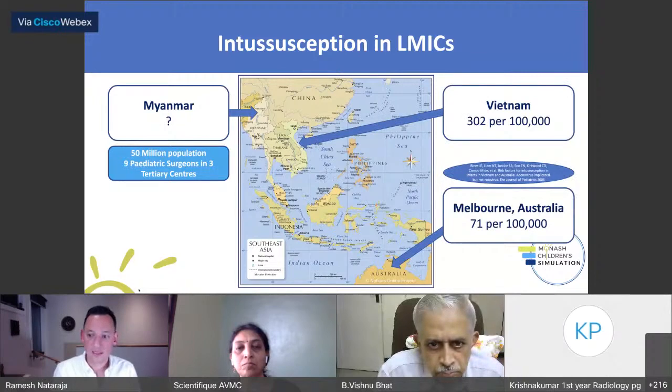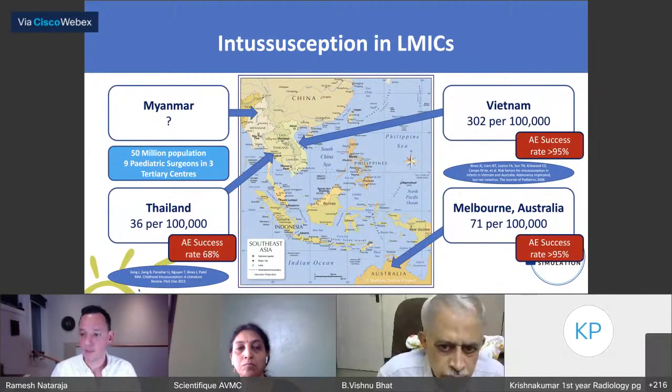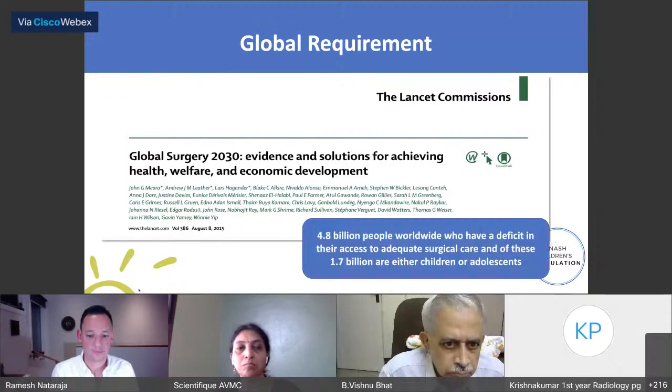Vietnam, high incidence of intussusceptions compared to Melbourne, so we think this is a bigger problem than it is elsewhere. And Thailand, again, different data sets, but it is a problem, probably less so, but differing problems. And you can see that the air enema success rate is actually relatively high in this region, so potentially air enema would work in Myanmar. And why are we doing this? It's a big problem, as I'm sure you know, for the Lancet Commission as well.